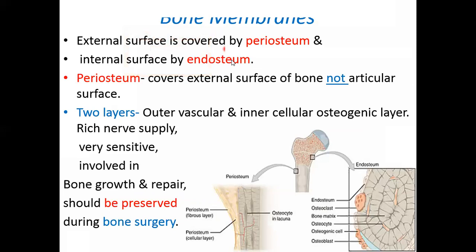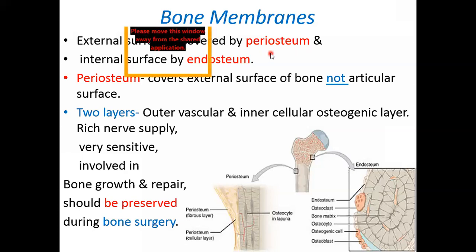Now coming to the surface or the properties, we see the external surface is covered by periosteum and the internal surface is covered by endosteum. So we can see here the bone outside. This is the periosteum here. Also we can see the inner lining inside, that is the endosteum. The inner lining is called the endosteum.